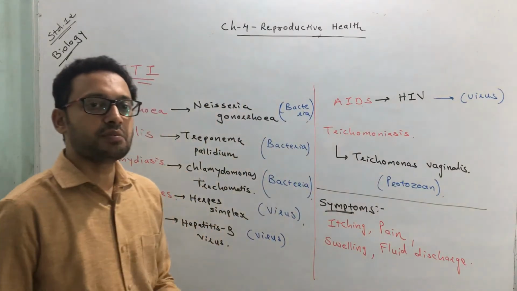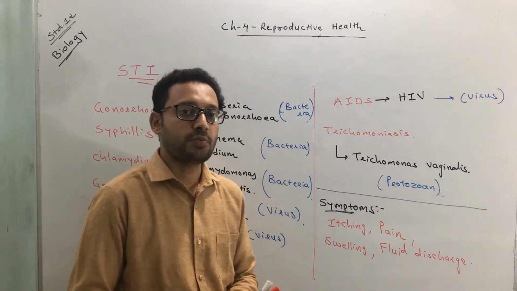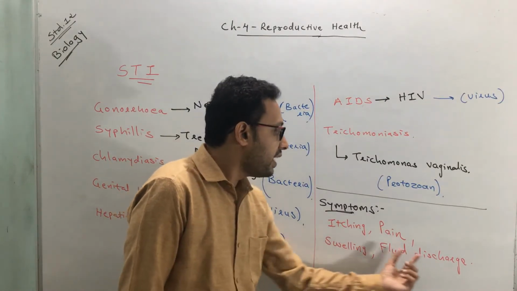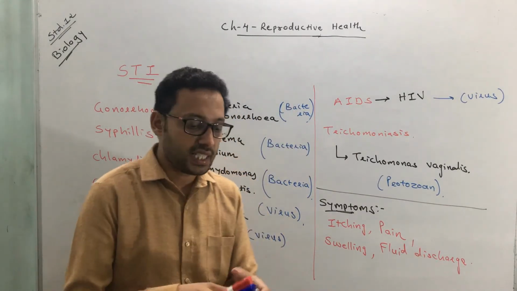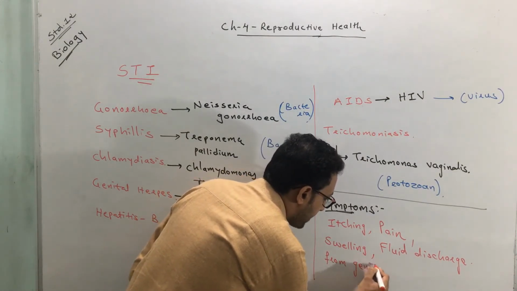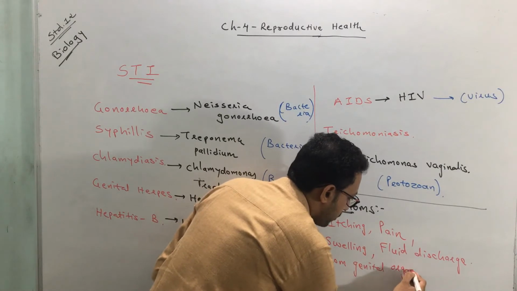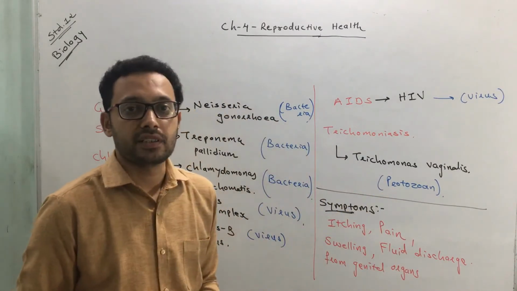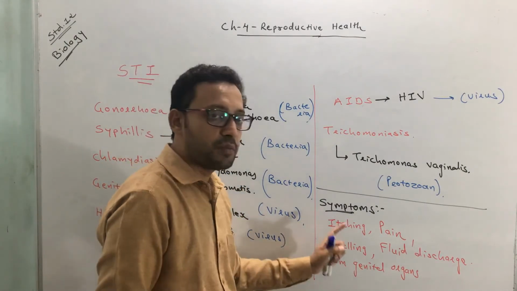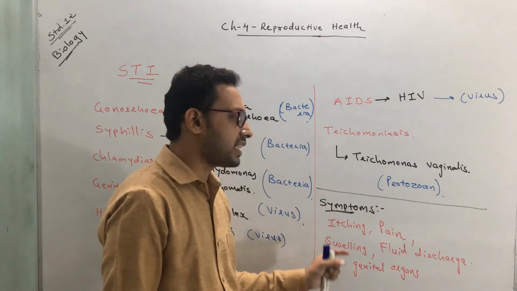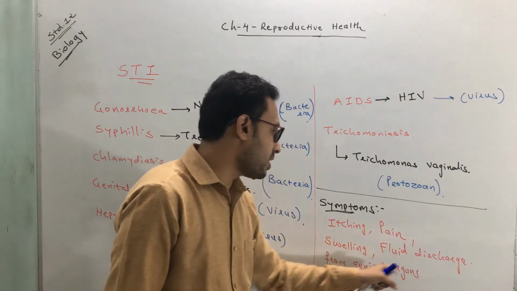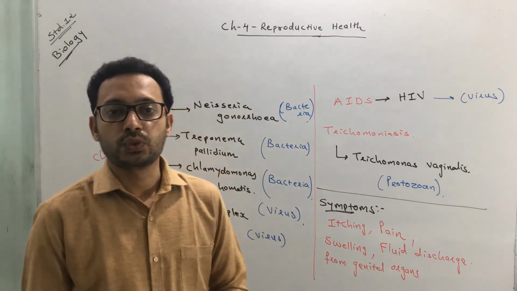So these are the usual symptoms which are found in a sexually transmitted infection: itching, pain, swelling and the discharge of a fluid. But from which side? From the genital organs, meaning the male and female reproductive organs. This kind of symptom may appear on the male and female reproductive organs. So these are the usual or general symptoms of sexually transmitted infection: itching, pain, swelling, fluid discharge from the genital organ. These are the usual symptoms.